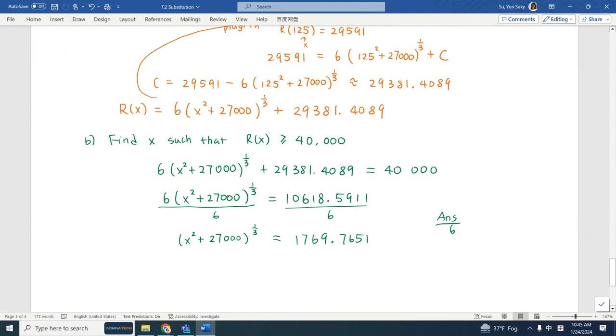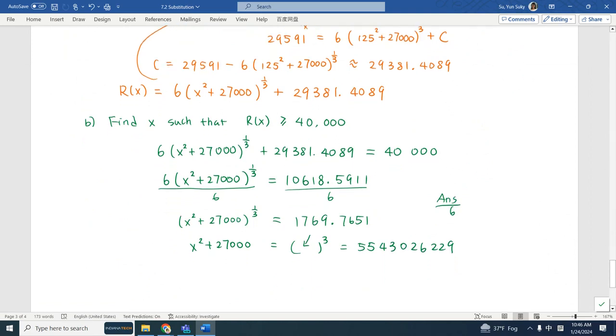Aha! See? What do we do next? How do we get rid of the cube roots? Exactly. So x squared plus 27,000 is that number cubed. Can I do that? That number cubed, what do you get? 5543026229. Oh, that big? Whoa. Okay. Interesting.